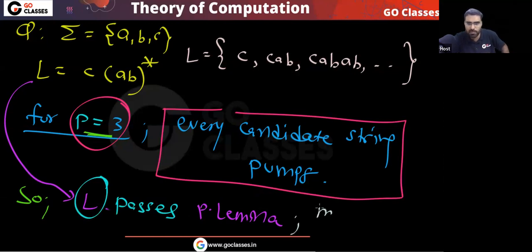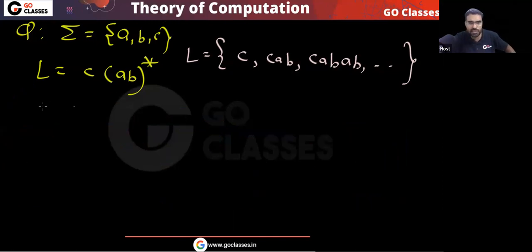And what is the minimum pumping length which is working? Minimum pumping length 3 is working. So can I say 4 is a pumping length? Yes, 4 is also a pumping length. So for this language, what are the pumping lengths?